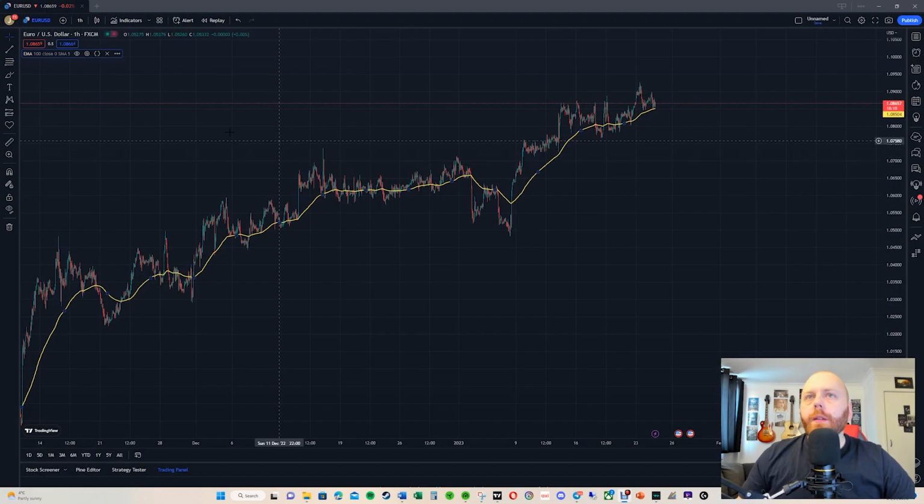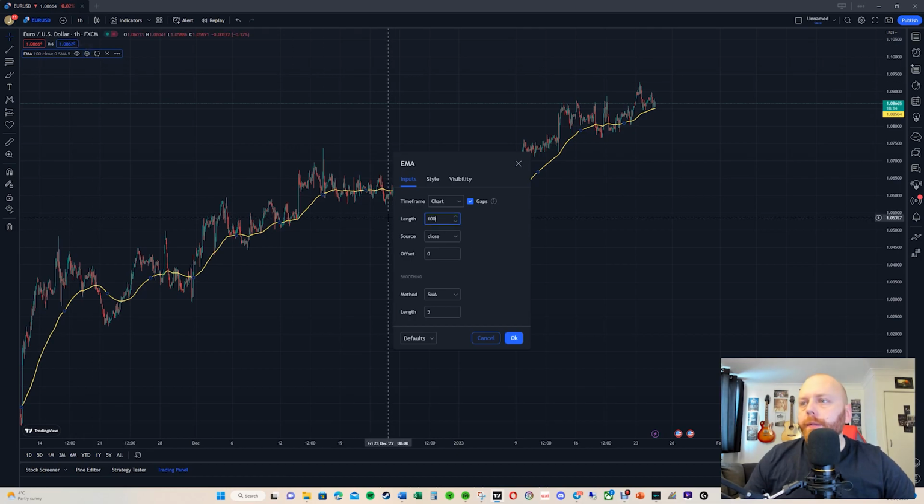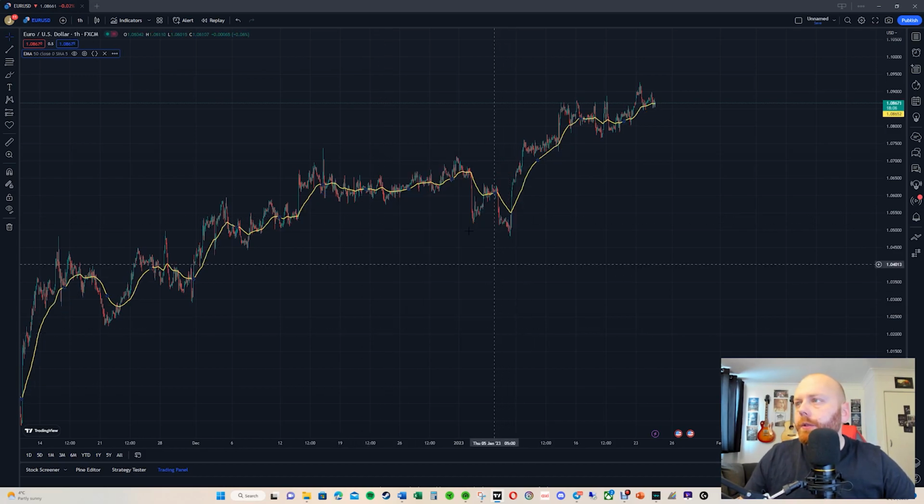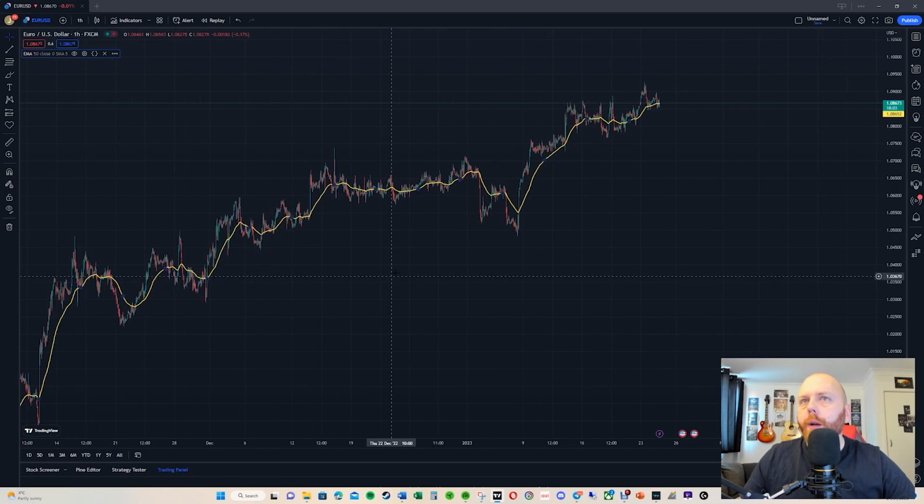Now, the last EMA I use is the 50 EMA. So if I go back into the settings again and change the length to 50, we're counting 50 candles worth of bars rather than 100. And you can see it changes again, it just makes it a little bit sharper.